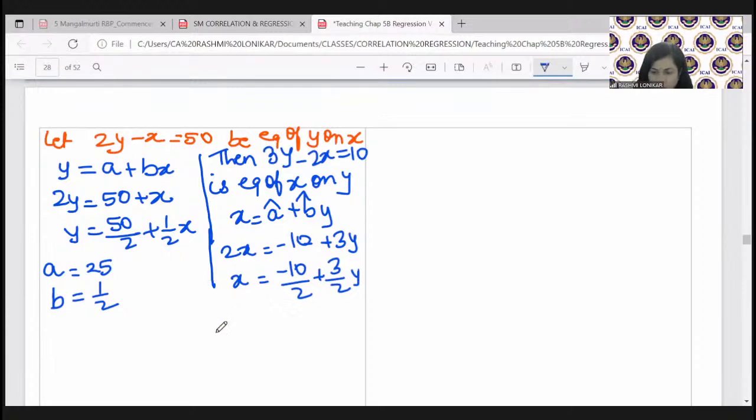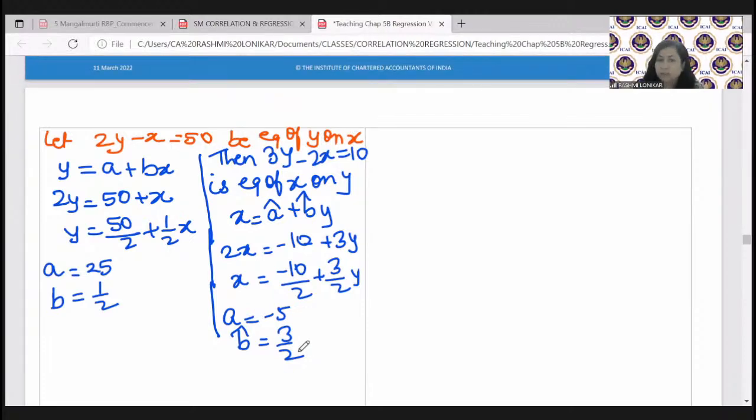From here, what do I get? A cap is equal to how much? Minus 5. And b cap is how much? Is equal to 3 by 2. I have got a value of b cap. Are the signs same? Yes. So always remember the regression coefficient will always carry the same sign.